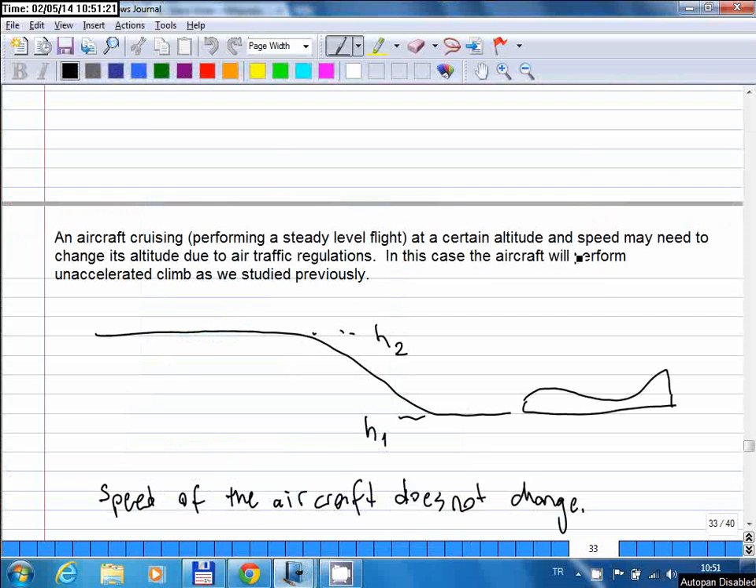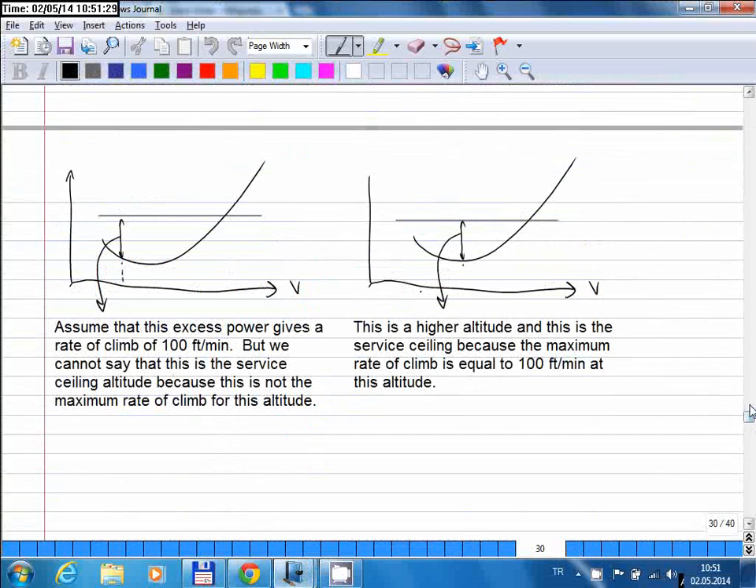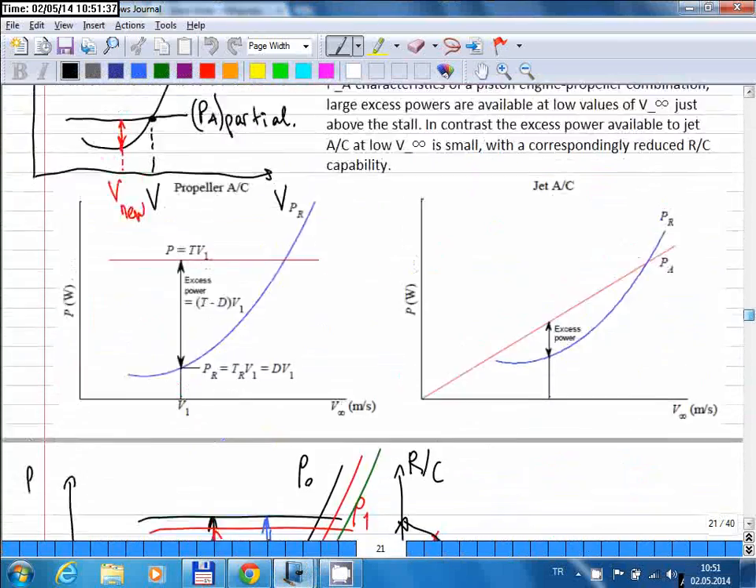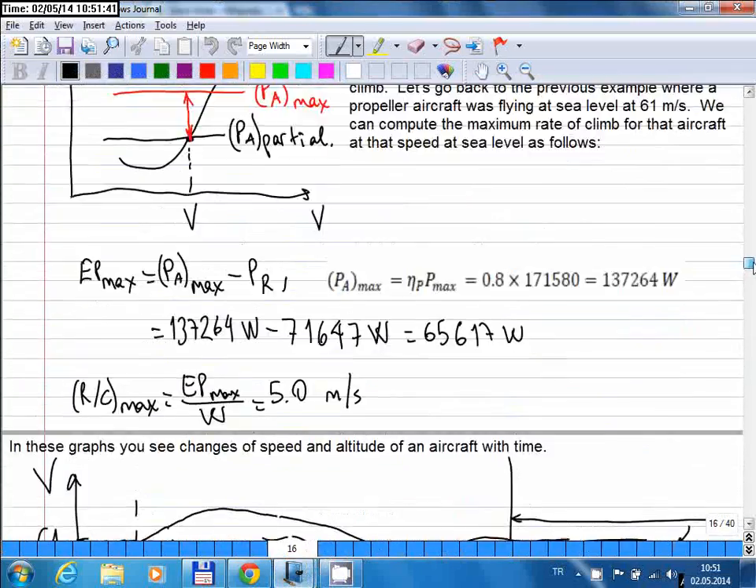Okay, so on Tuesday, I started the accelerated climb flight. Before that, we were doing the steady climbing flight. So in that case, our assumption was that we have an aircraft that climbs at a steady rate.